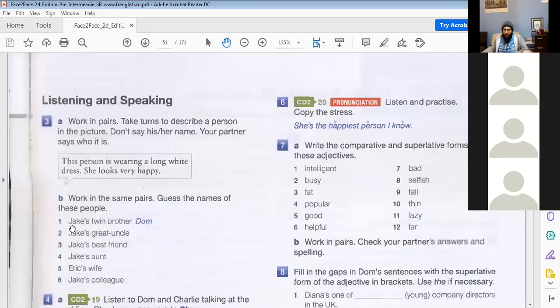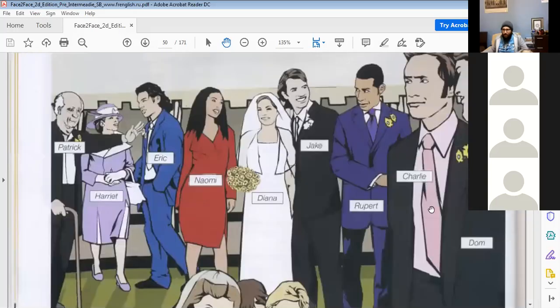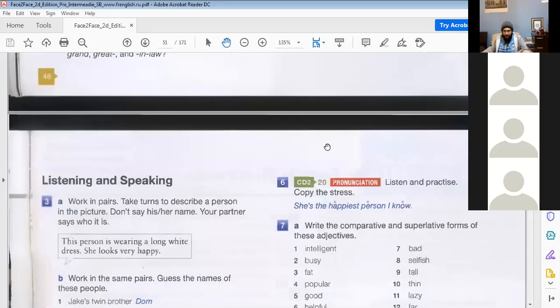So the first one, it says Jake's twin brother is Dom. Can you see Dom? Where's Dom? Okay, so we can't see his face, but Dom is Jake's twin brother. Okay, so Dom is his brother. Now let's see the next person.